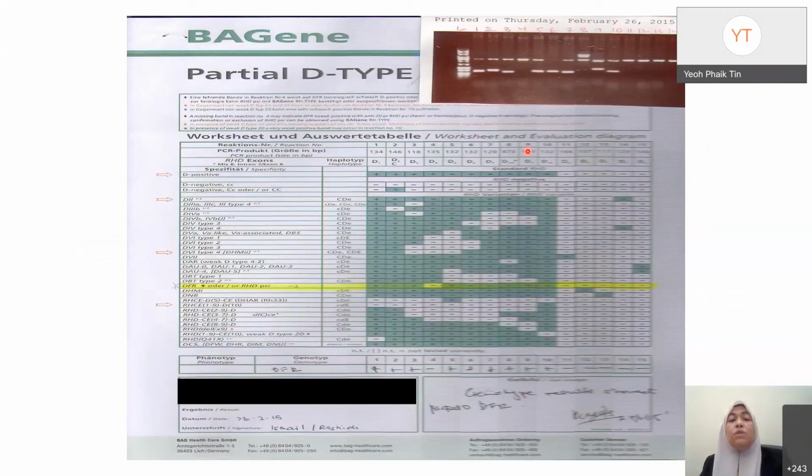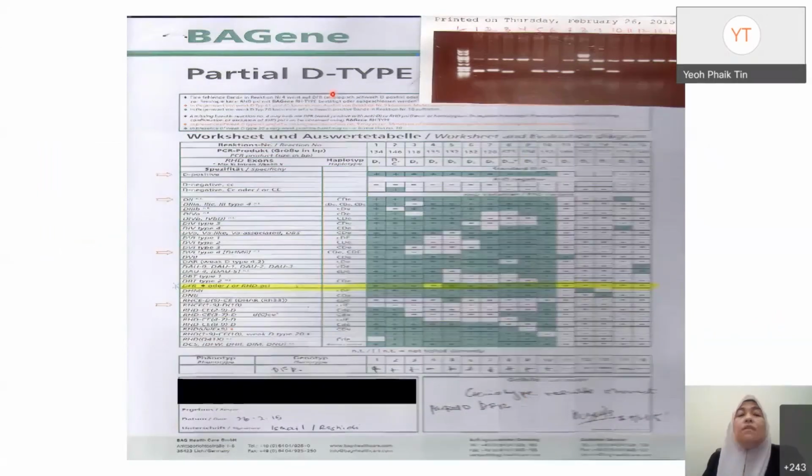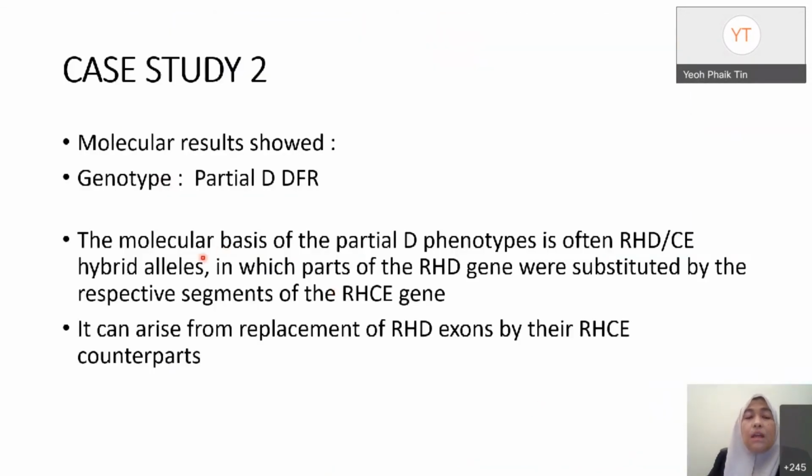In our lab, we are using the Bajin kit for partial D type. From here, we detected that this patient has a D variant type DFR. The molecular basis of the partial D phenotype is often RHD and RHCE hybrid alleles, in which parts of the RHD gene were substituted by the respective segment of the RHCE gene. It can arise from replacement of RHD exons by their RHCE counterparts.